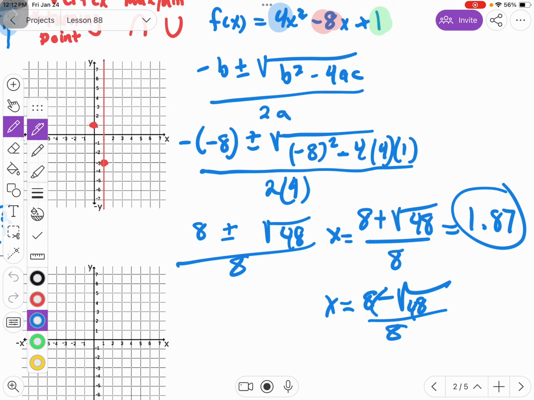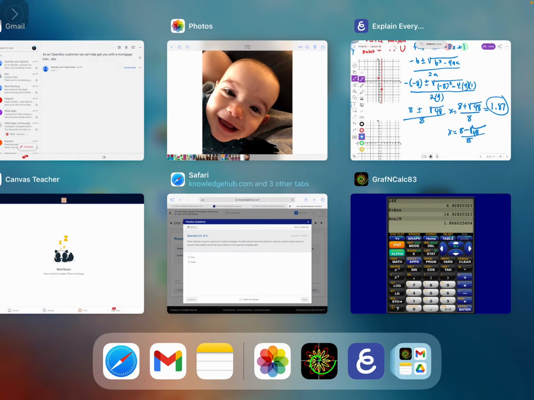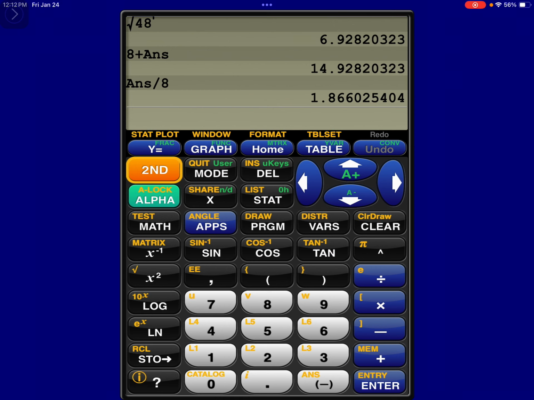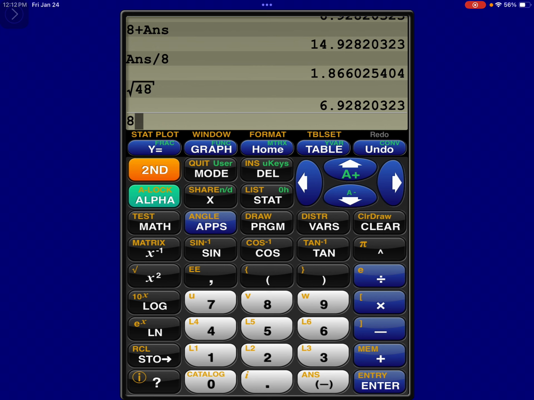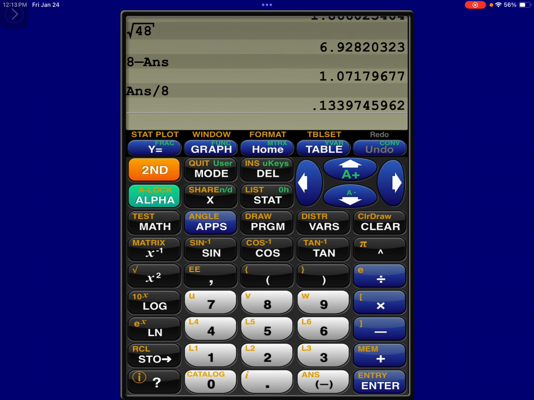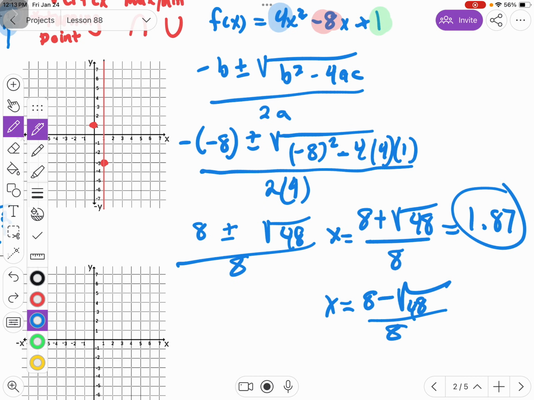Let's get the other one. So we're just going to change the sign here. It's going to be 8 minus the square root of 48, over 8. So let's do that out. The square root of 48, like we said, was about 6.9. We're going to do 8 minus that answer, and then divide that by 8. And we get 0.133. Let's call it 0.134. Let's just call it 0.13. Okay. So those are our two x's.